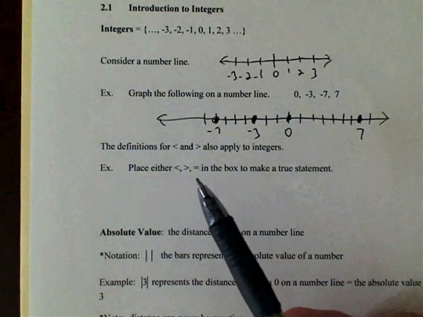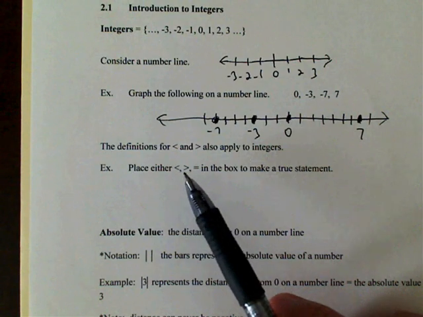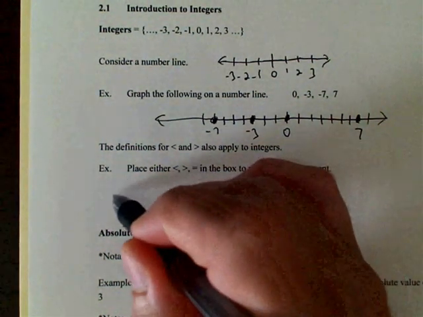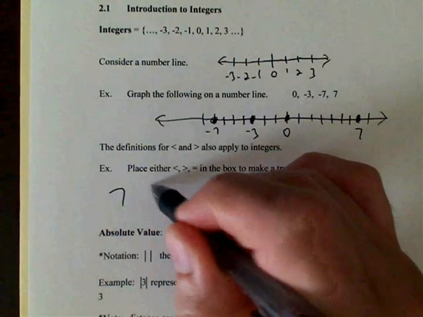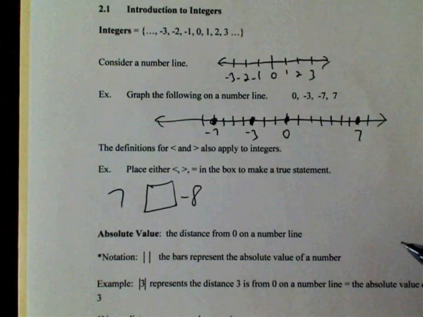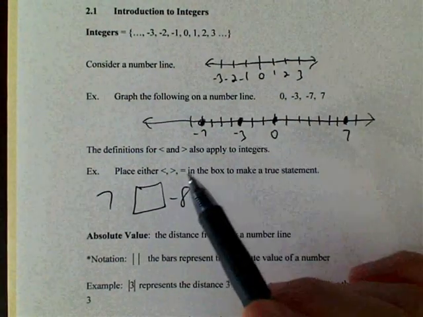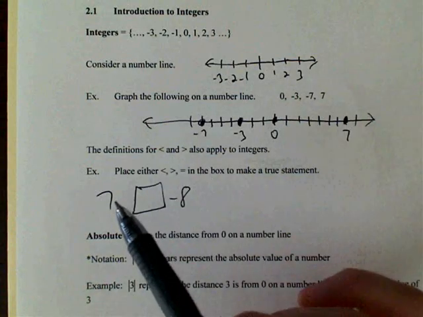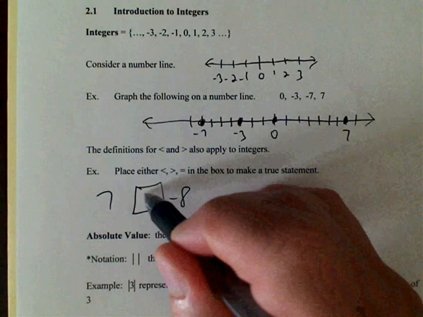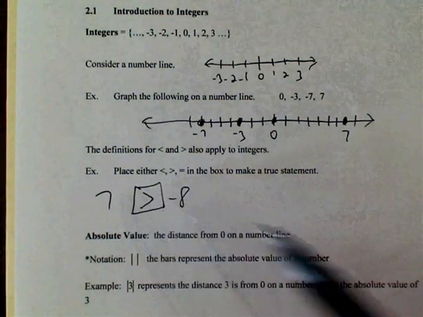Now let's do some problems involving order. That's less than because it points to the left, greater than because it points to the right, and equals. Let's do some examples. How do 7 and negative 8 relate? Well, 7 on a number line would be way over here, and negative 8 would be way over here. Since 7 is to the right of negative 8, we know we have a greater than. Or in other words, the mouth eats the bigger number.